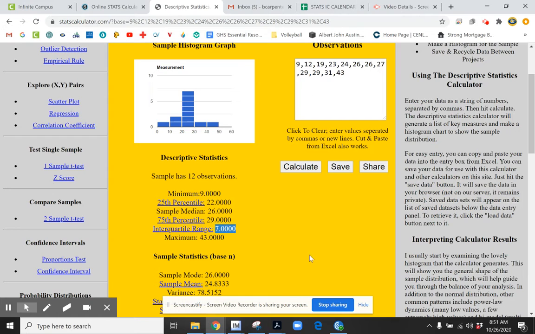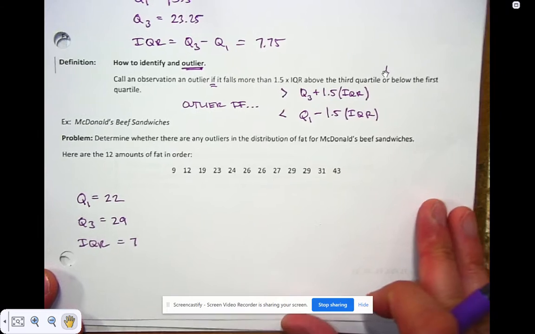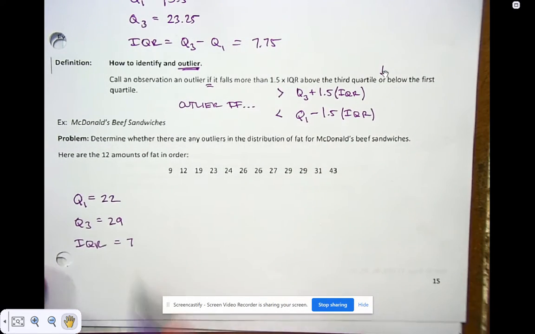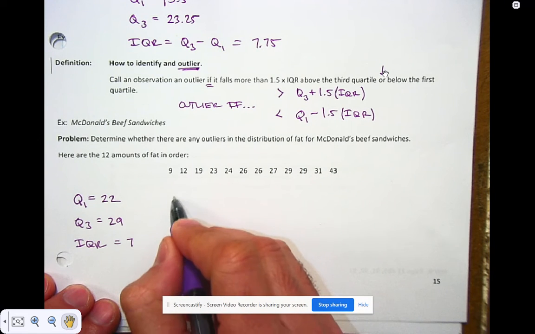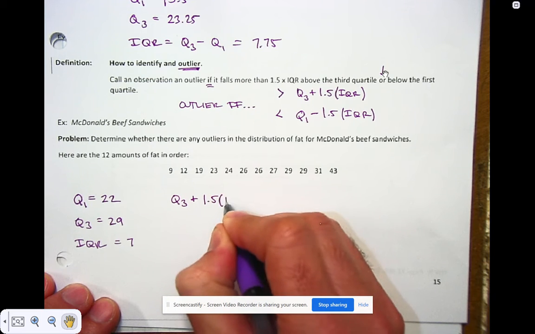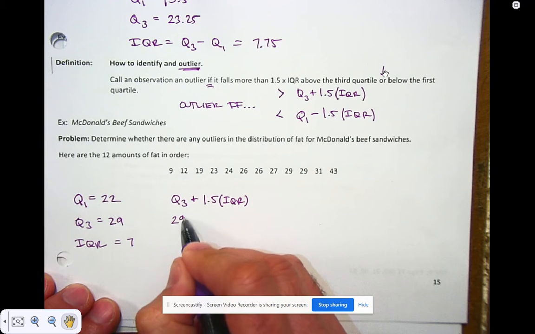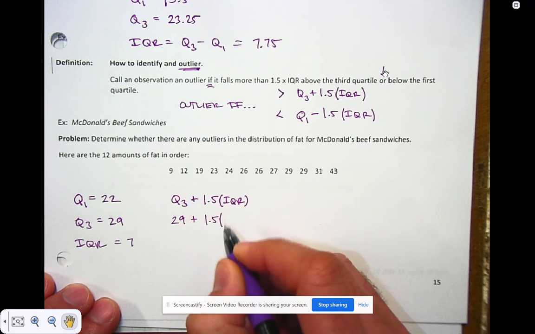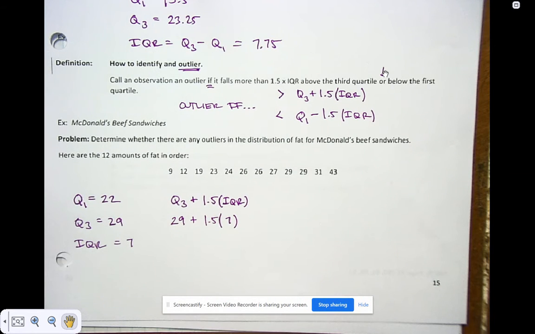Okay, so let's go back now to our notes and let's calculate by hand to see if, in fact, there are any outliers. We're going to use our definition. We're going to calculate quartile 3 plus 1.5 times the IQR. That's going to be 29 plus 1.5 times an IQR of 7. Get any calculator you want.